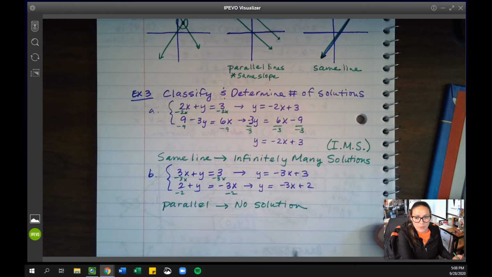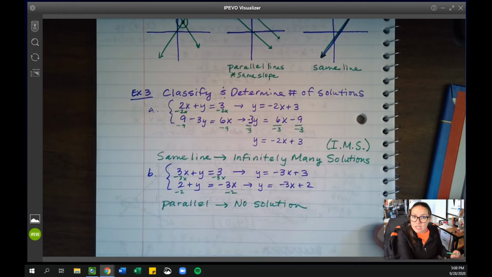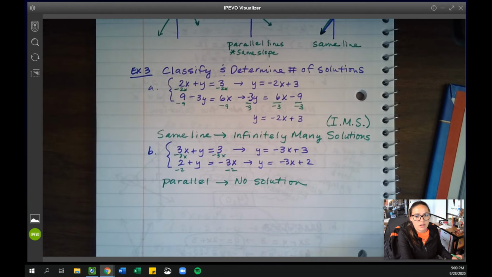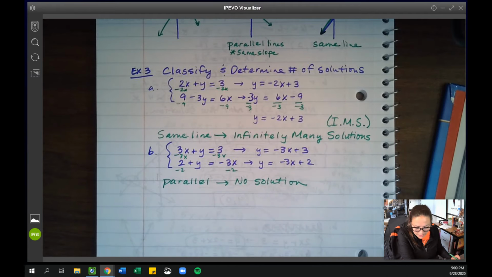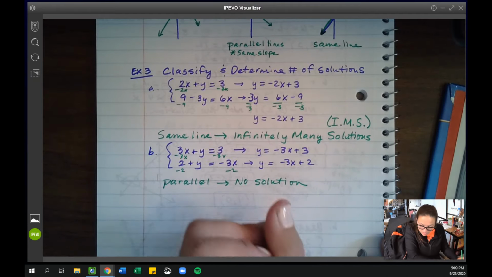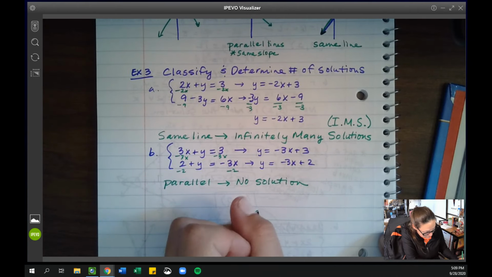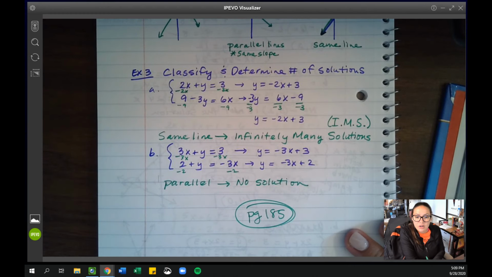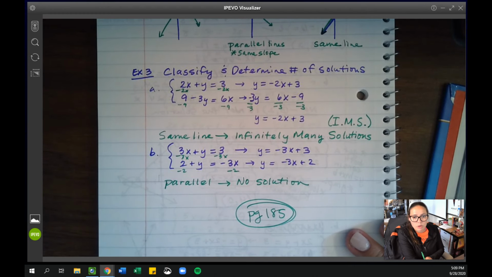Okay, before we start our final example, you're going to need your book. I need you to get your textbook. If you don't have it with you right at the moment, pause the video, get it out of your backpack, whatever, and you're going to open it to page 185. So pause the video, go get your textbook and open it to page 185. I'll see it when you have your textbook.